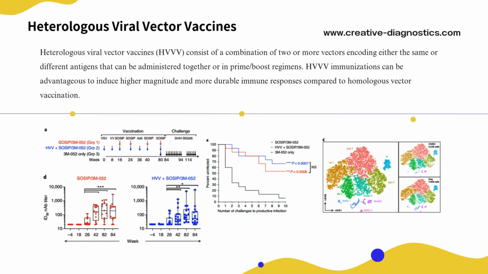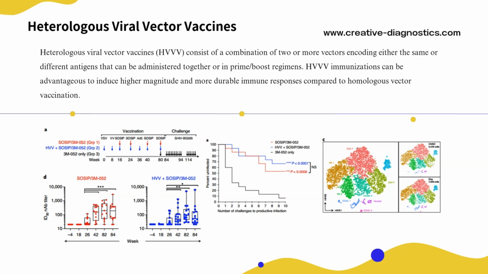Heterologous viral vector vaccines, HVVV, consist of a combination of 2 or more vectors encoding either the same or different antigens that can be administered together or in prime/boost regimens. HVVV immunizations can be advantageous to induce higher magnitude and more durable immune responses compared to homologous vector vaccination.